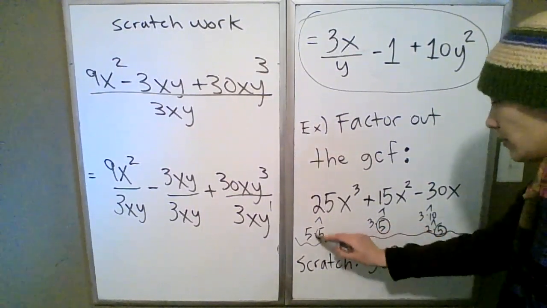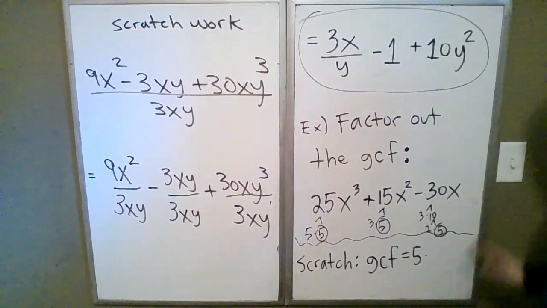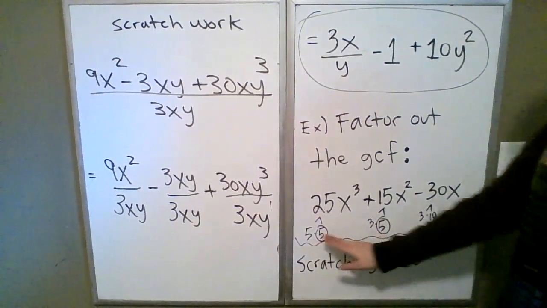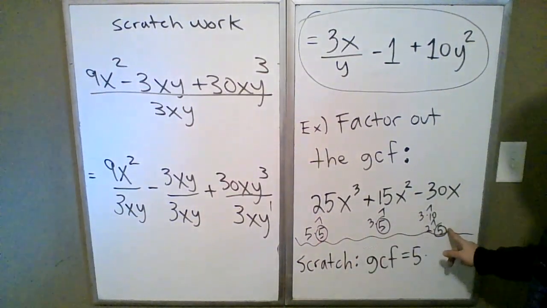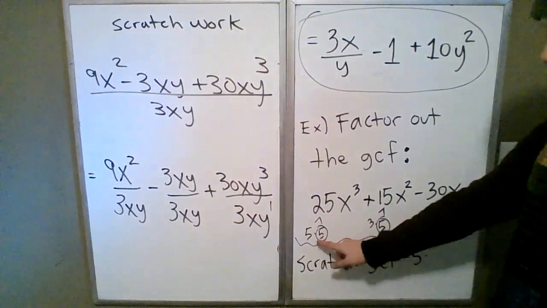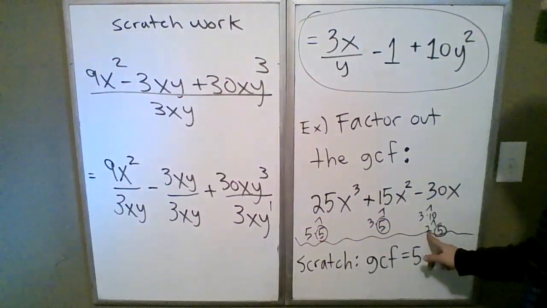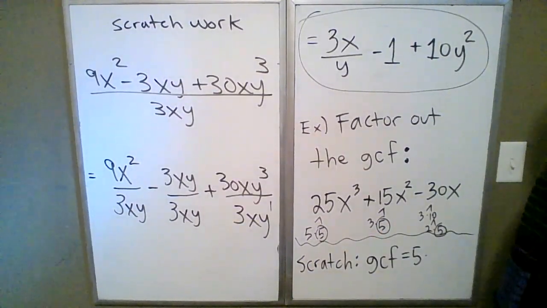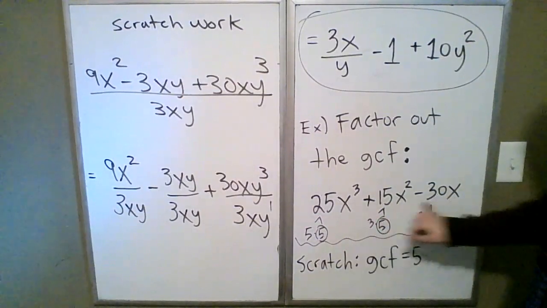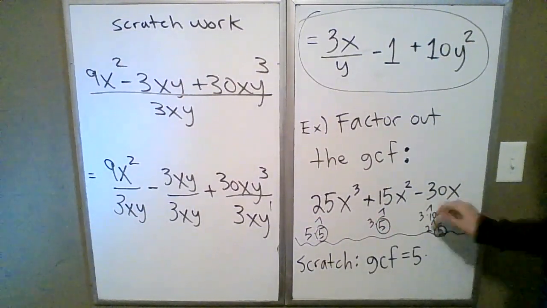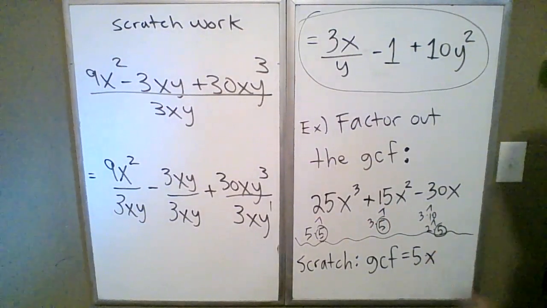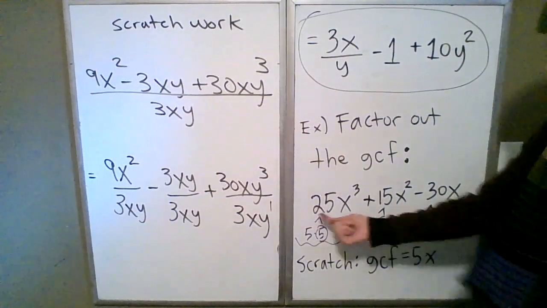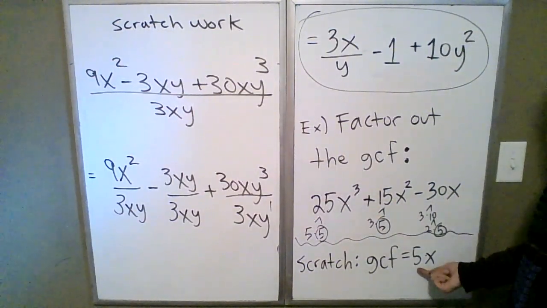There's a 5. That's it though. There's a 3 as a factor, but it's not common to the first term. And then there's a 2 as a factor, but it's only in the last term, not the others. Okay, move on to your variable. For the variable, use the smallest power, which is x to the first. x. So what I want to do is from this expression, factor out 5x.